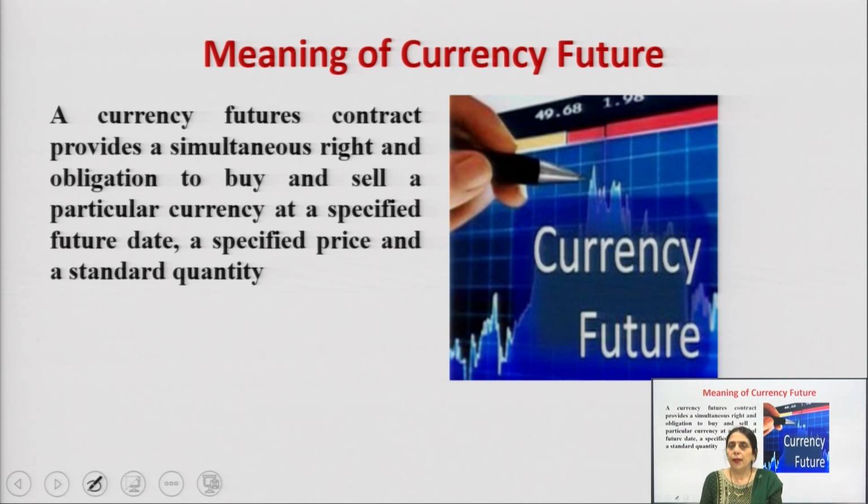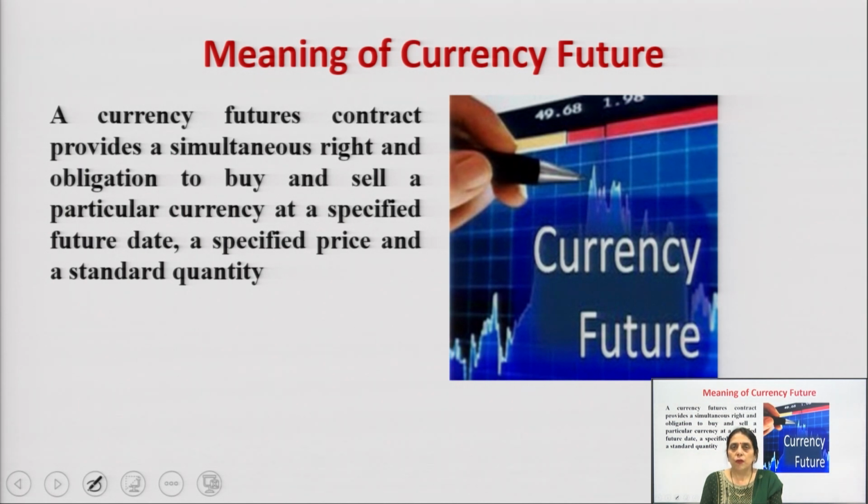Currency future contracts are similar to future contracts, the only difference being the change in the underlying asset. Here the underlying asset is currency. Again there are two parties, the buyer and the seller. If you are going to buy the currency, it means you have taken the long position, and if you are going to sell the currency, it means you have taken the short position.